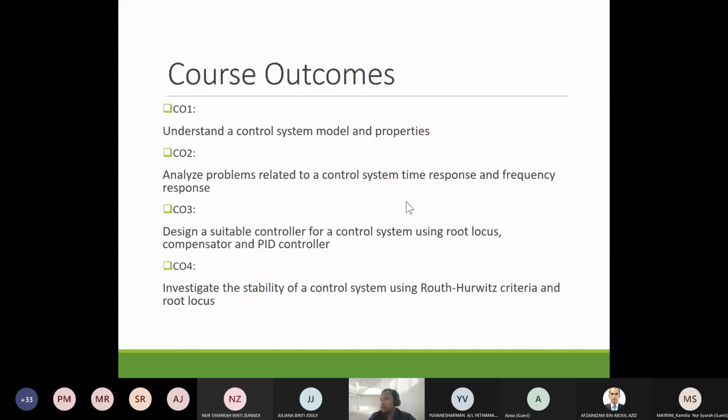For the new course structure, there are 4 COs, or course outcomes. The first is to understand a control system model and properties. The second is to analyze problems related to a control system, time response and frequency response. The third is to design a suitable controller for a control system using root locus, compensator and PID. Lastly, you will investigate the stability of a control system using Routh-Hurwitz criteria and root locus. Maybe some of these terms are new to you, or maybe you think you have seen them before. But don't worry, we will cover this throughout this semester.